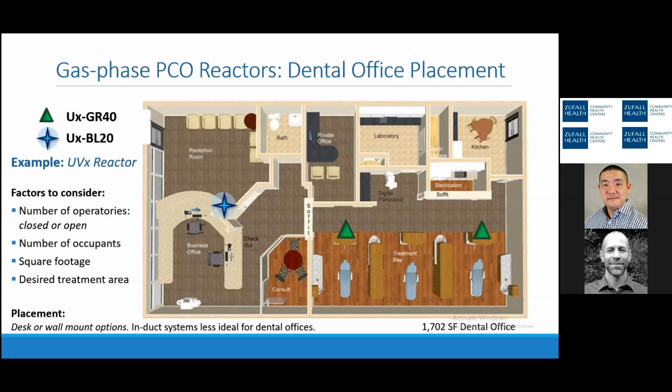There are a few factors to consider when implementing PCO technology in medical and dental offices. The biggest factor, or the most important factor, is probably the number of operatories. And this is where the procedures are occurring, and this is where the production of the aerosols are occurring. The other factor to consider is the number of occupants. Square footage is important, but the number of operatories and the number of occupants is more important than the square footage, because that is what determines the viral load or the bio load in the facility.